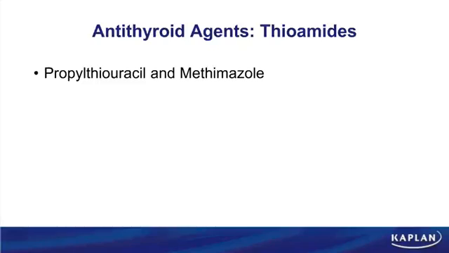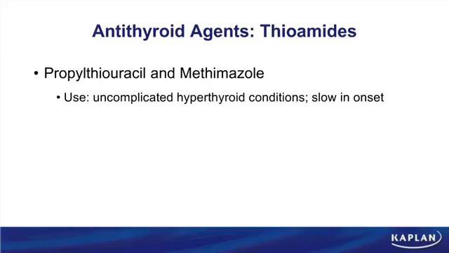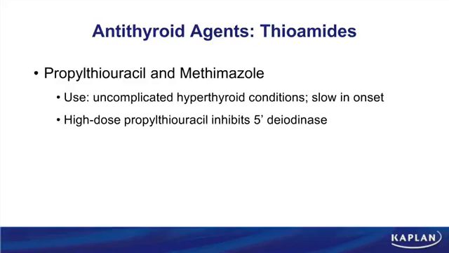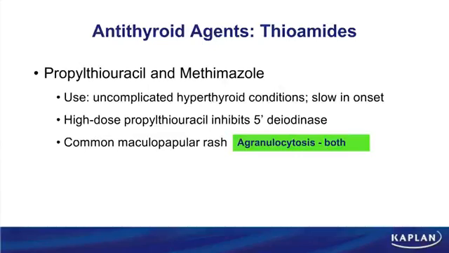On this slide, we discuss the properties of the thioamides, propylthiouracil and methimazole. They could be used as alternatives to iodine-131 in uncomplicated hyperthyroid. Propylthiouracil is different from methimazole in that it's the one of the two that can inhibit 5'-deiodinase, because both drugs affect earlier steps in thyroid hormone synthesis. You have to watch out for agranulocytosis as a side effect for both of these drugs, and this side effect certainly is a popular test question.